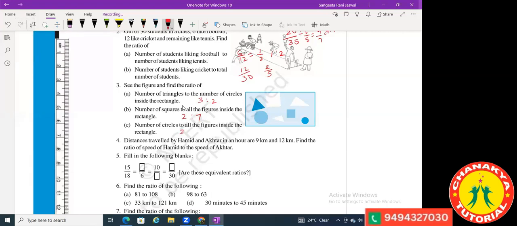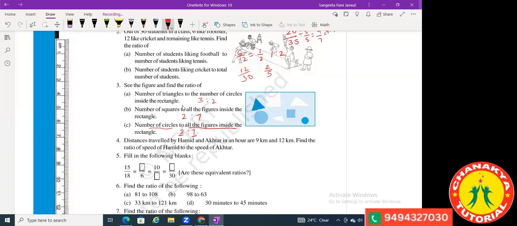2, yes, correct? By 7. Okay, 2 is to 7. Now see here, Soumya, number of circles to all the figures inside the rectangle. First they have asked us number of circles, so we will write the circle number first. And to all the figures. Then they have asked us all the figures inside the rectangle, so then we will write all the figures. So, this is how we get the ratio. Okay, yes, Soumya? Yes, ma'am.